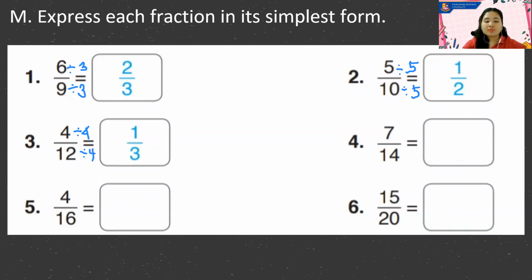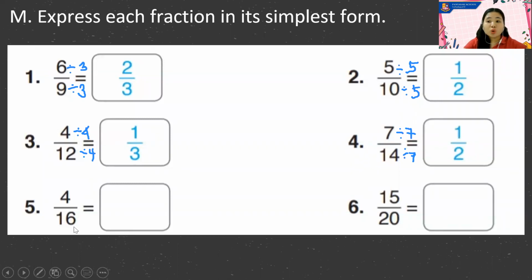Next, let's go to number 4. In number 4, we have 7/14. What can we divide to 7 that we can also divide to 14? That is 7. So 7 divided by 7, the answer is 1. 14 divided by 7, the answer is 2. Good job. So the answer for number 4 is 1/2.